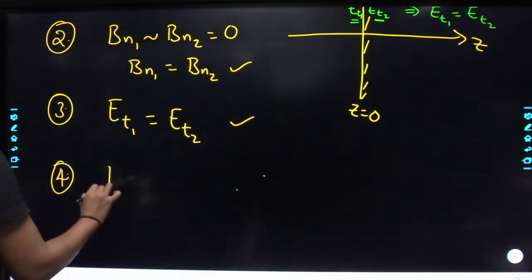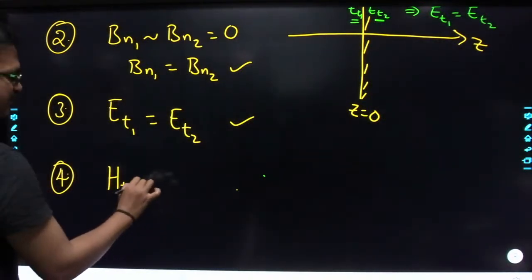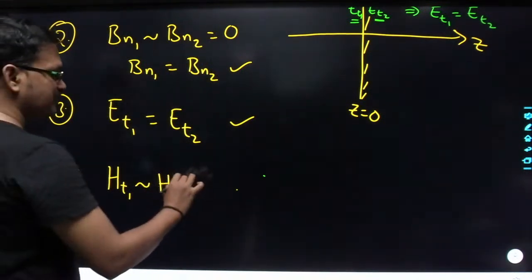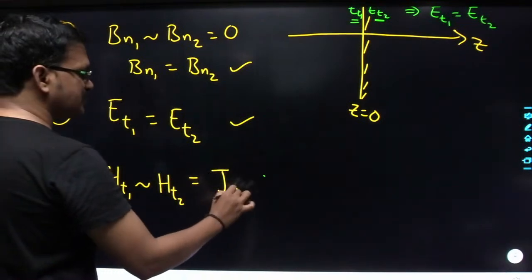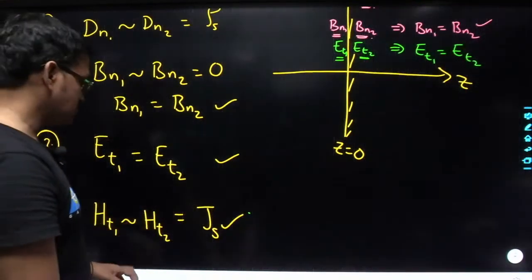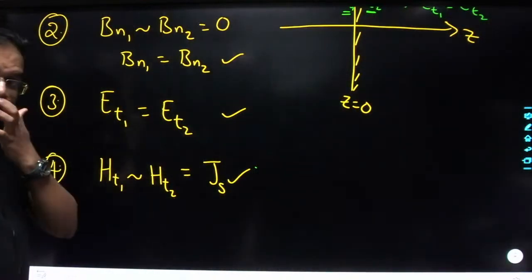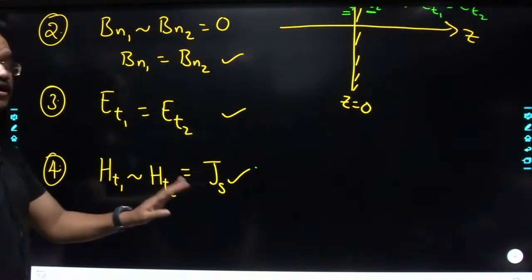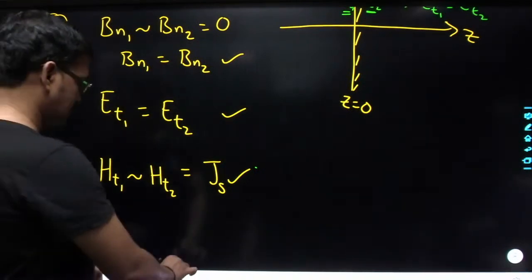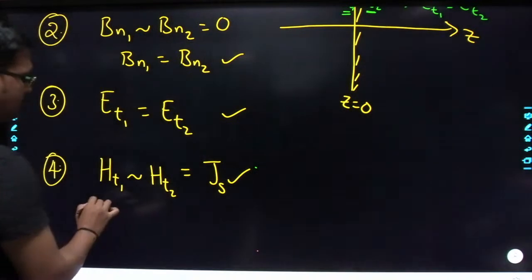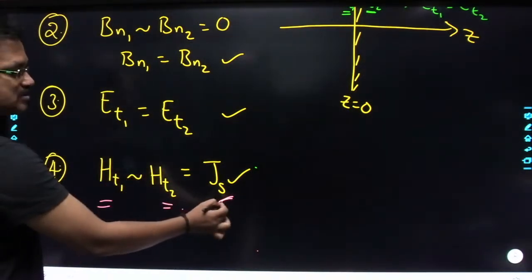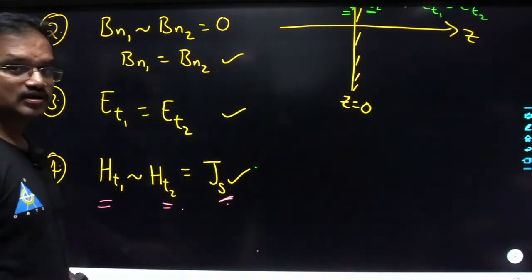The difference between the tangential components of magnetic field intensity is compensated by the surface current densities that are present at the interface. So here the tangential component of magnetic field intensity is not continuous across the interface. That's what you have to understand. There exists some difference between HT1 and HT2, and that difference is compensated by the surface current densities present at the interface.